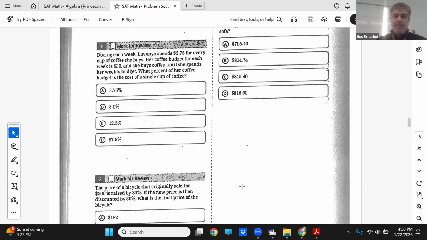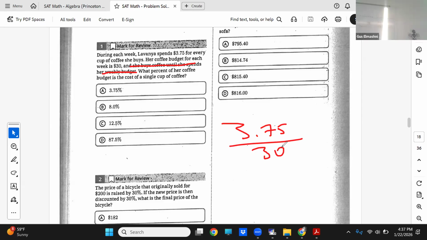For 1, during each week, Lavanya spends $3.75 for each cup of coffee she buys. Her budget is $30. She buys until she spends her weekly budget. What percent of her coffee budget is the cost of a single cup of coffee? Some of this information is irrelevant. She keeps buying until she spends her weekly budget, that's not really relevant. We just need to know that the single cup is 3.75 and her budget is $30. Just do that, and then multiply by 100 afterwards. Oh, 100. Yeah. Okay, so is it B?